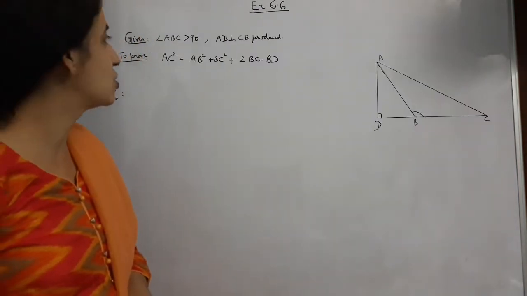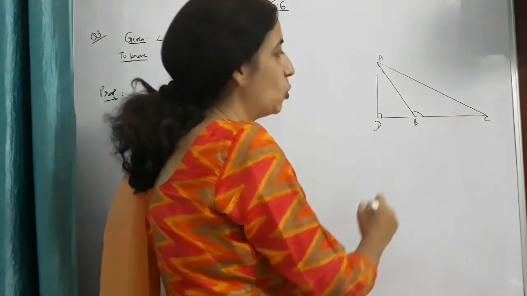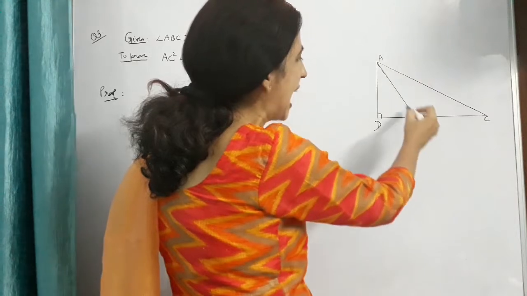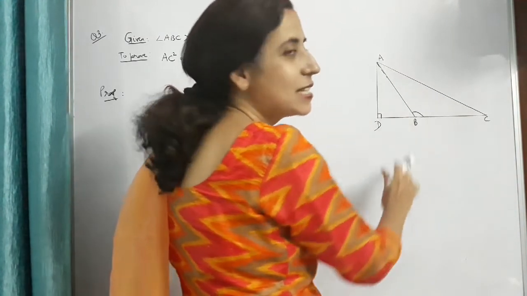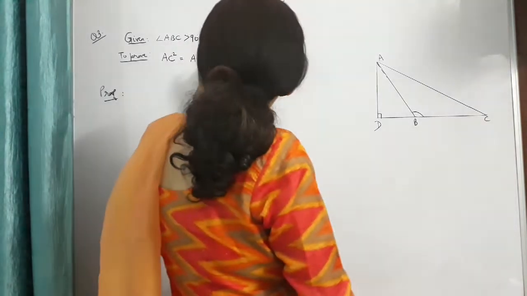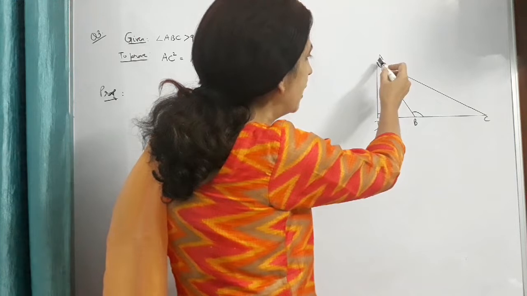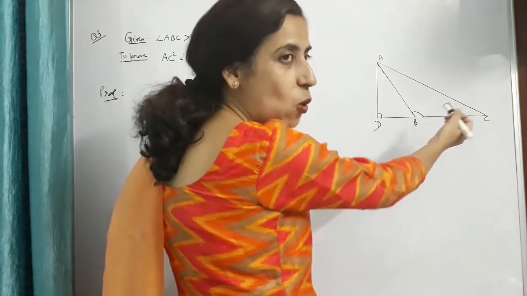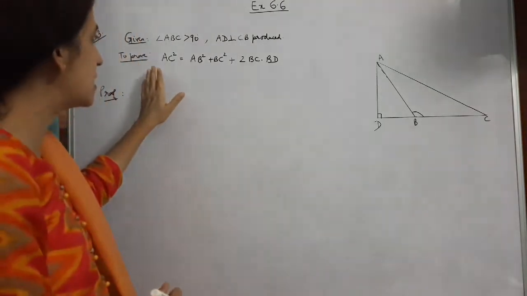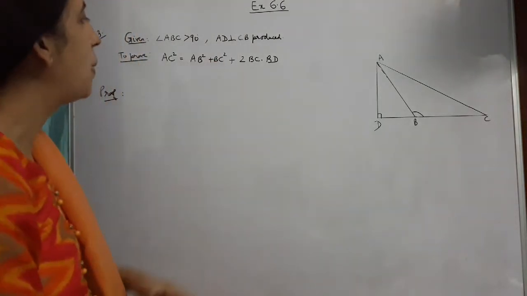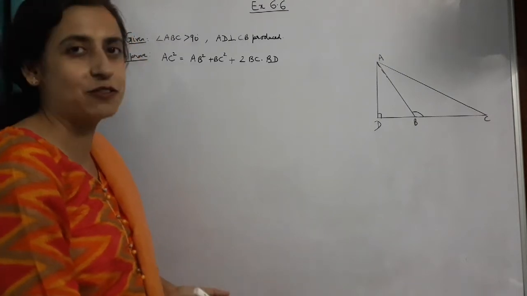In the third question, it is given to us that triangle ABC is an obtuse angle triangle, because it is given that angle ABC is greater than 90 degrees. So definitely this triangle ABC is an obtuse angle triangle and AD is perpendicular to CB produced. We know that in an obtuse angle triangle, the altitude is always outside the triangle. And we have to prove that AC square is equal to AB square plus BC square plus twice BC into BD. This is what we have to prove.